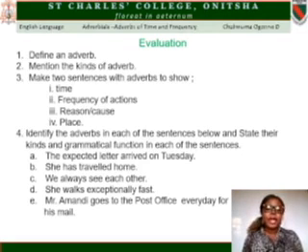Number 4. Identify the adverbs in each of the sentences below and state their kinds and grammatical function in each of the sentences. A. The expected letter arrived on Tuesday. B. She has traveled home. C. We always see each other. D. She works exceptionally fast. E. Mr. Amandi goes to the post office every day for his mail.